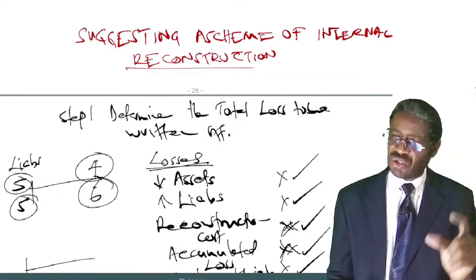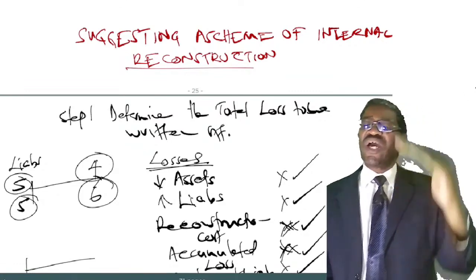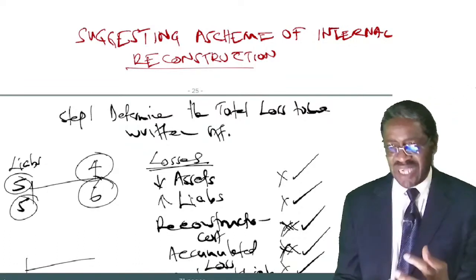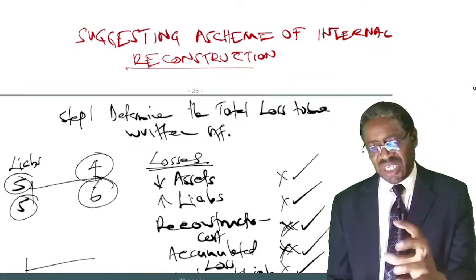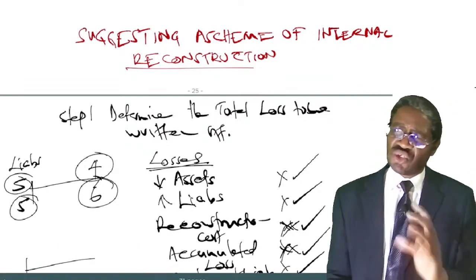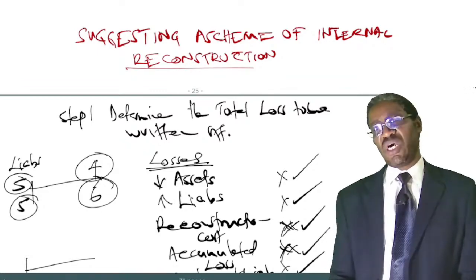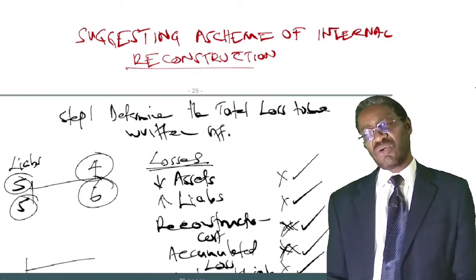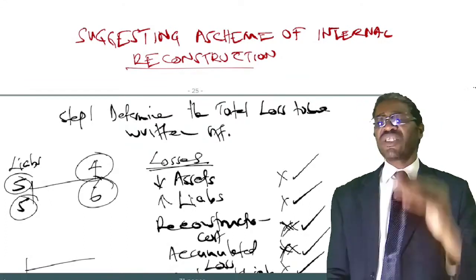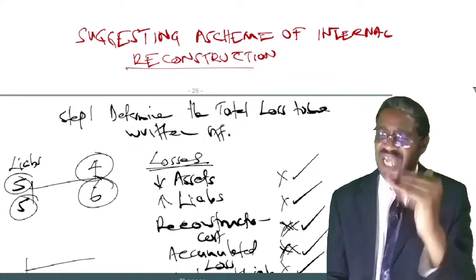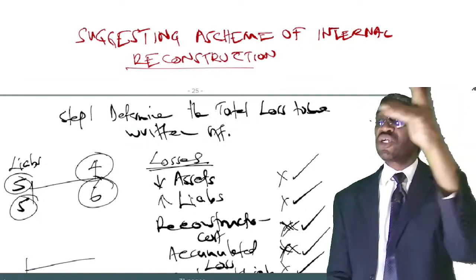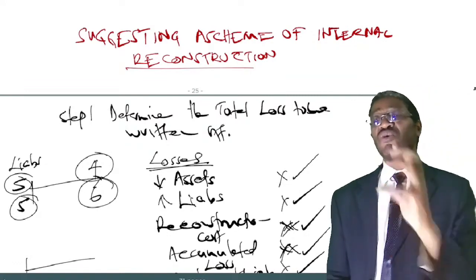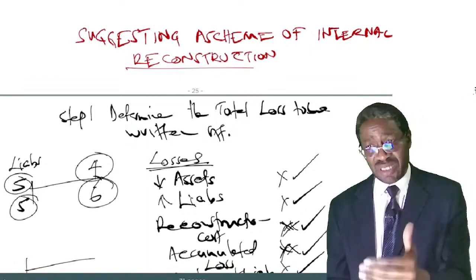We did a question of November 2016 where the examiner had given you a scheme, and he wanted you to implement that scheme. Another way in which the question may be tested is where the examiner does not give you a scheme of internal reconstruction, but requires that you first design your own scheme from the information he gives you. Then from there, you implement the scheme.